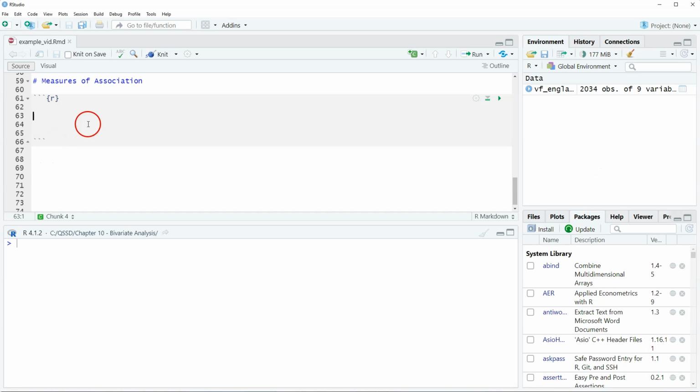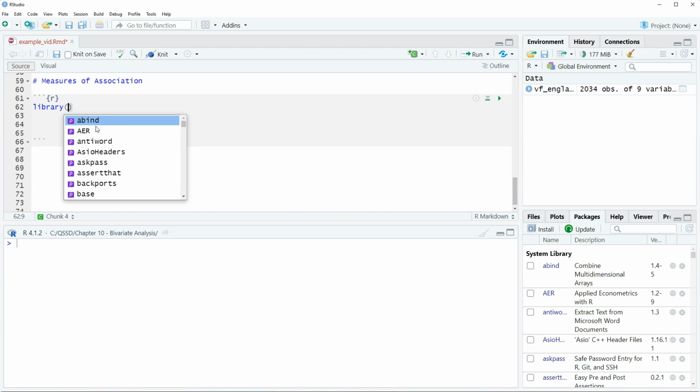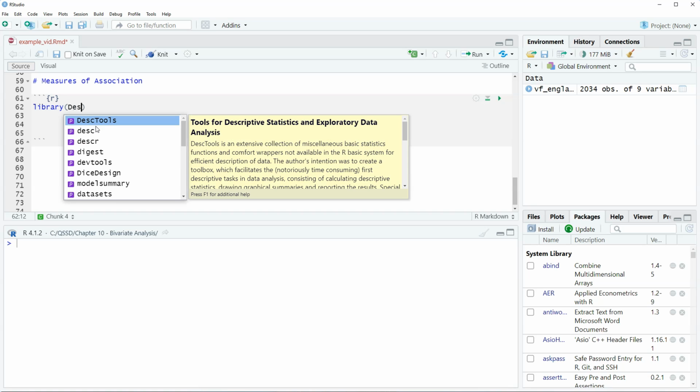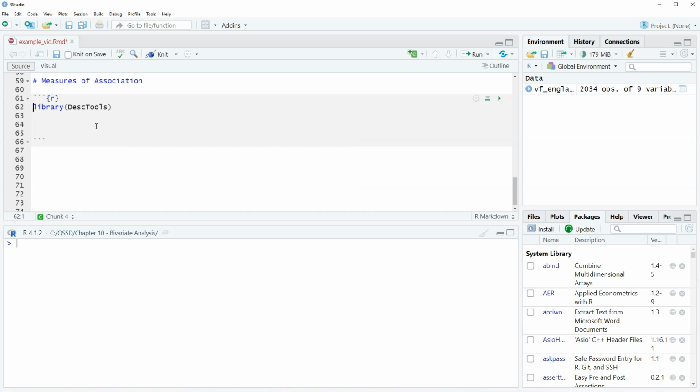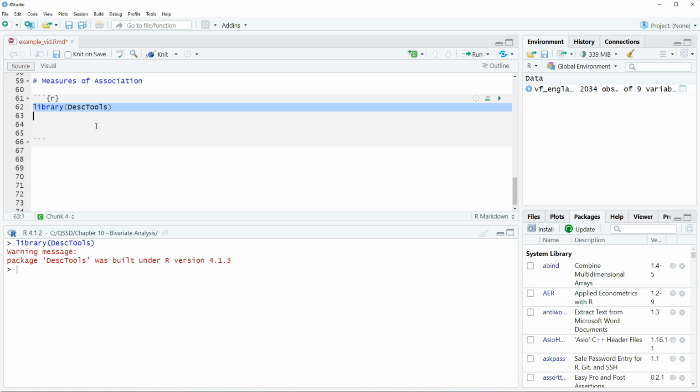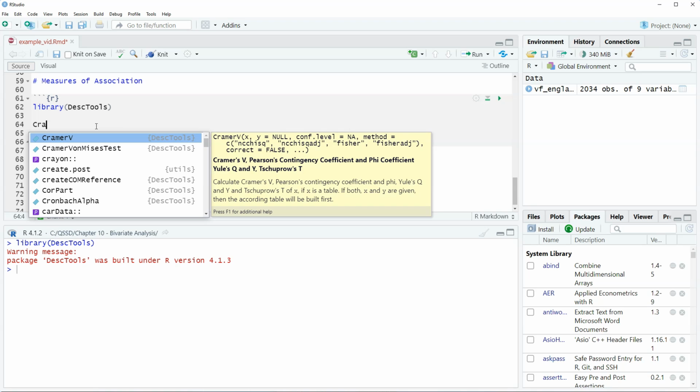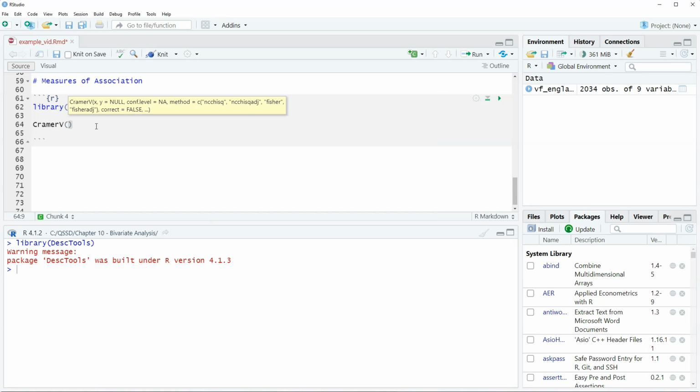All right, so let's get started. We're going to use a package called DescTools, D-E-S-C tools. Okay, there we go. It yells at us because we're using the older version. And we're going to use CramerV, and you can see how it shows up here. It says X and then Y.